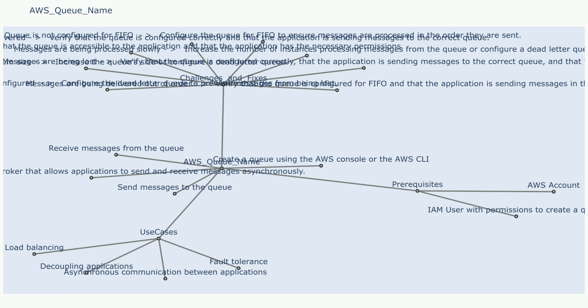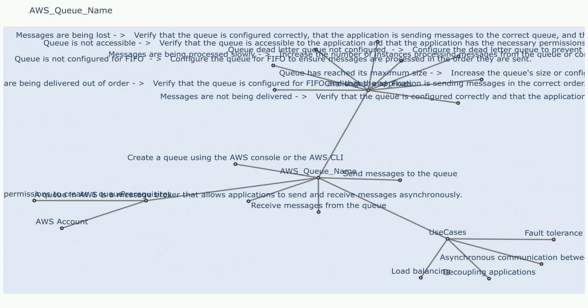Steps: create a queue using the AWS console or the AWS CLI. Send messages to the queue. Receive messages from the queue.